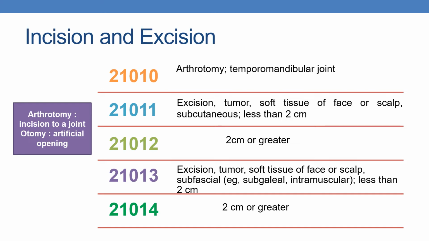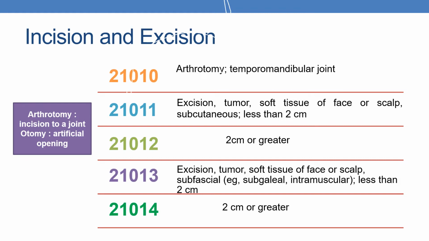The next is 21011 which deals with excision, tumor, soft tissue of face or scalp, subcutaneous, less than 2 centimeters. The next is 21012 which deals with excision, tumor, soft tissue of face or scalp, subcutaneous. Here the diameter of the tumor is 2 centimeters or greater.